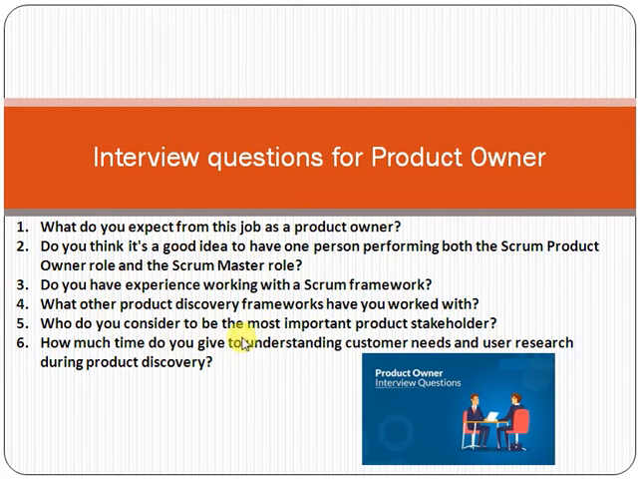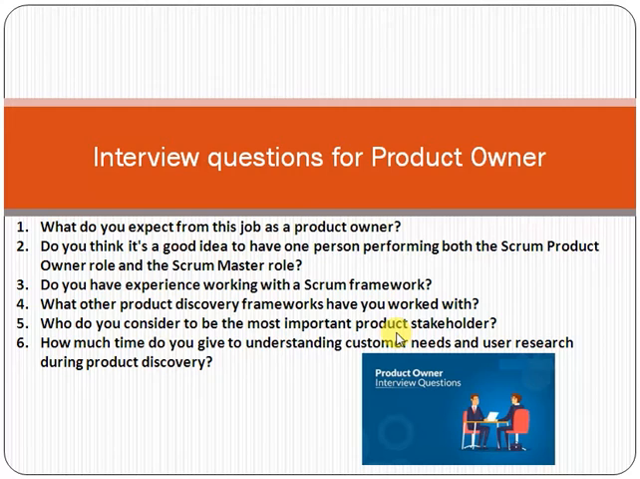Who do you consider to be the most important product stakeholder? Friend, the answer is very clear. The customer is the most important product stakeholder. Why? Because he is the person who has the requirement. You can say he is the lifeline of a project. Because, for example, if you are implementing a mobile application for a bank, then the bank is the most important stakeholder, because the bank is providing funds, providing resources, and arranging all the things.